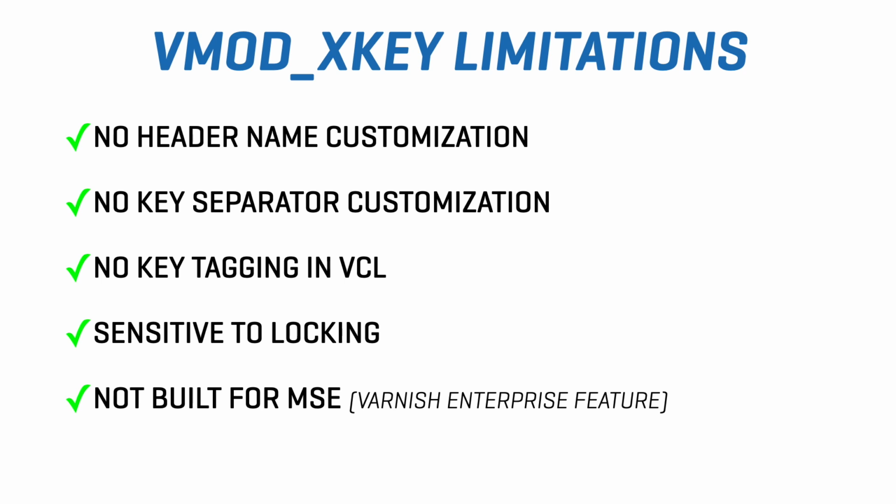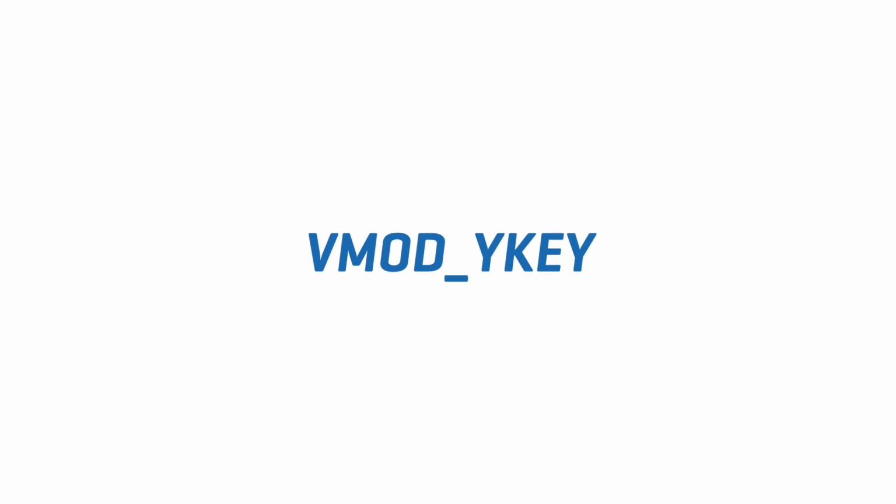The entire architecture is a bit sensitive to locking, and while it's faster than banning, it is not super fast at large scale, and it's not built for the massive storage engine, which is Varnish Enterprise's custom storage engine. This led us, Varnish Software, to develop another version, which we call vmod YKey. And yes, YKey is the successor of XKey, hence the name.